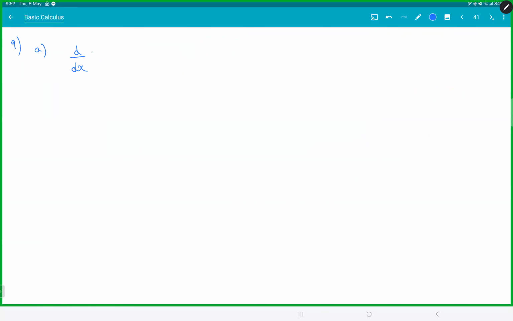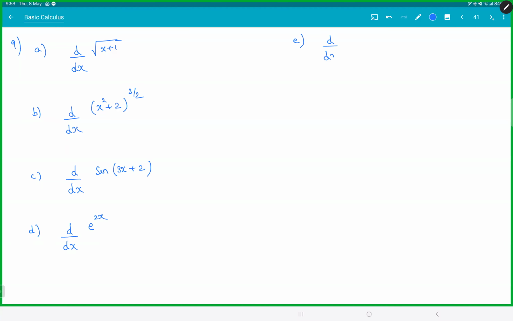d by dx of root over x plus 1. These are the kind of questions you'll get in physics. d by dx of, let's say, (x square plus 2) whole power 3 by 2. d by dx of sine (3x plus 2). d by dx of e power 2x. d by dx of 1 by root over (x square plus 1).